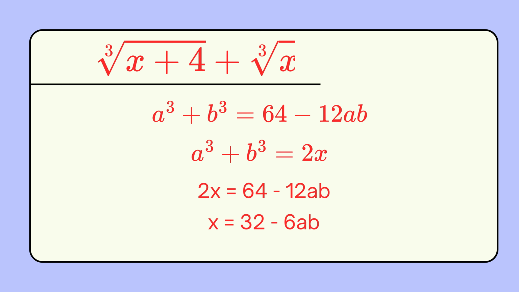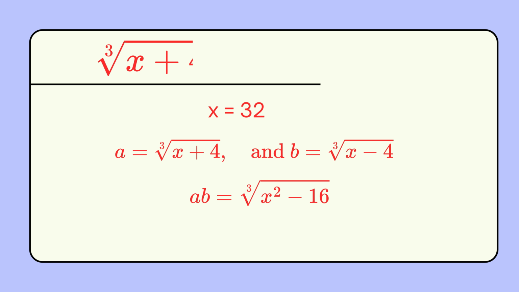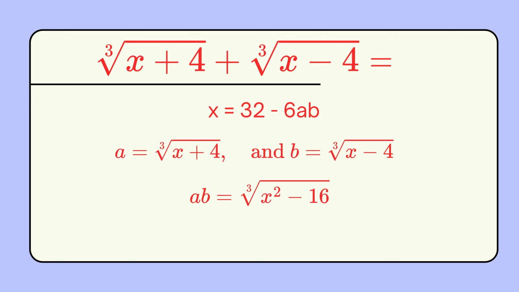We also know a cubed plus b cubed equals 2x. So let's equate both expressions and solve for x. That gives us x equals 32 minus 6 ab. Now we need ab. That's just the product of the two cube roots, which gives us the cube root of x squared minus 16.